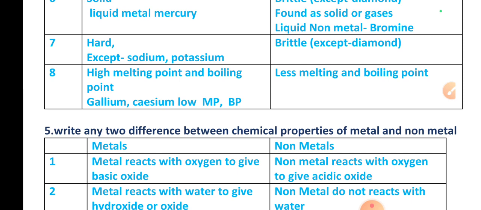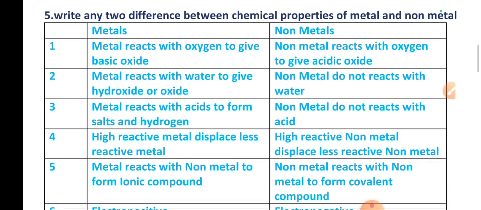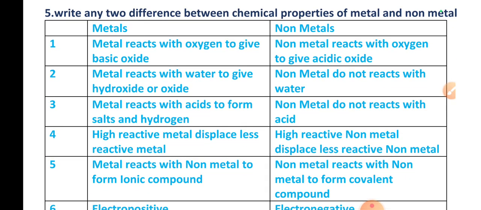Examples of metals: iron, gold, silver, copper, lead. Non-metals: carbon, nitrogen, oxygen, hydrogen. Write any two differences between the chemical properties of metals and non-metals.